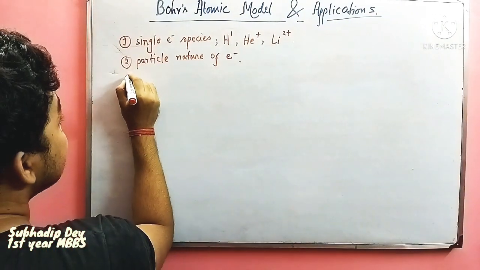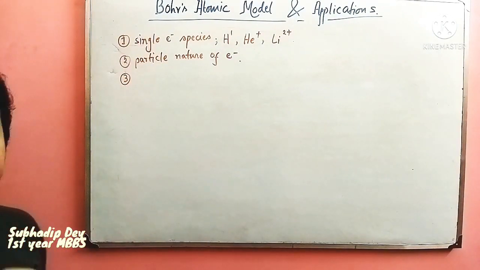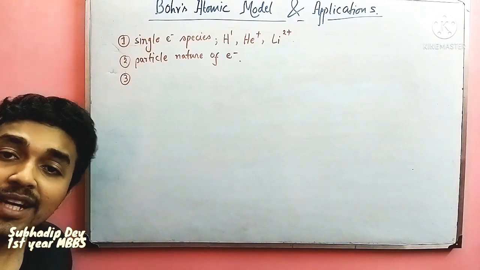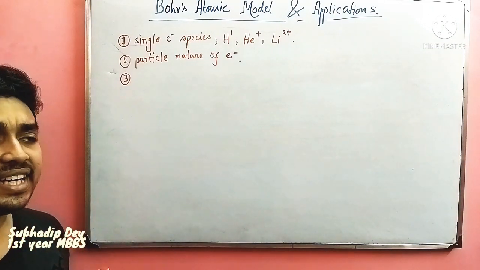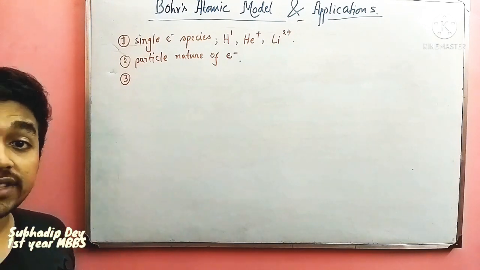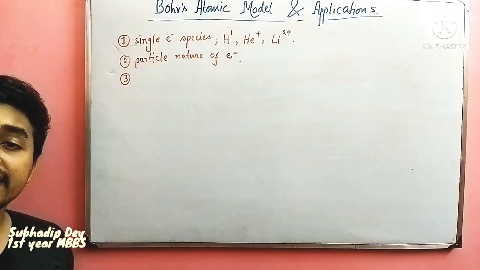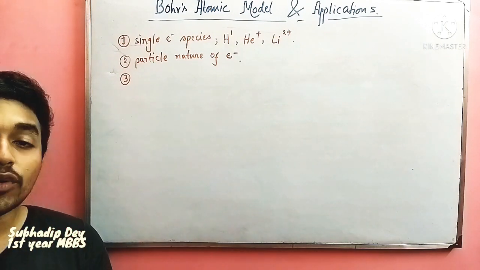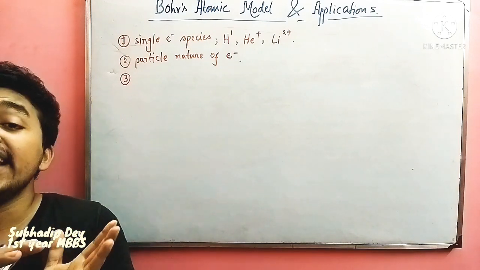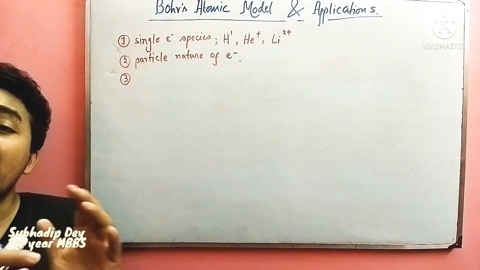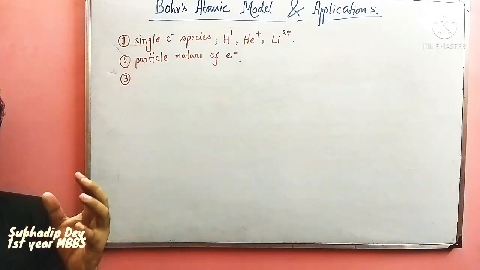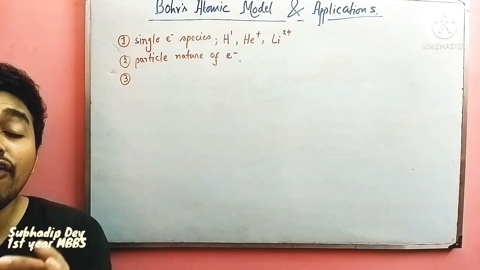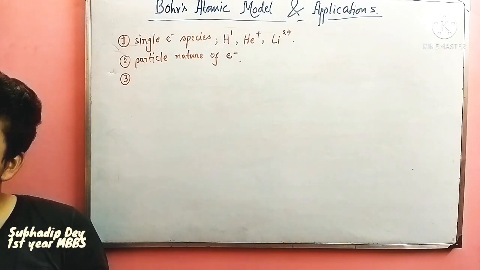Thirdly, Bohr told that the negatively charged electrons move around the positively charged nucleus just like the planets move around the sun. He said the forces are balanced, that is, the attraction force between nucleus and electron and the centrifugal force which drives the electron away from its orbit are just balanced, so that the electrons move in a specified orbit.